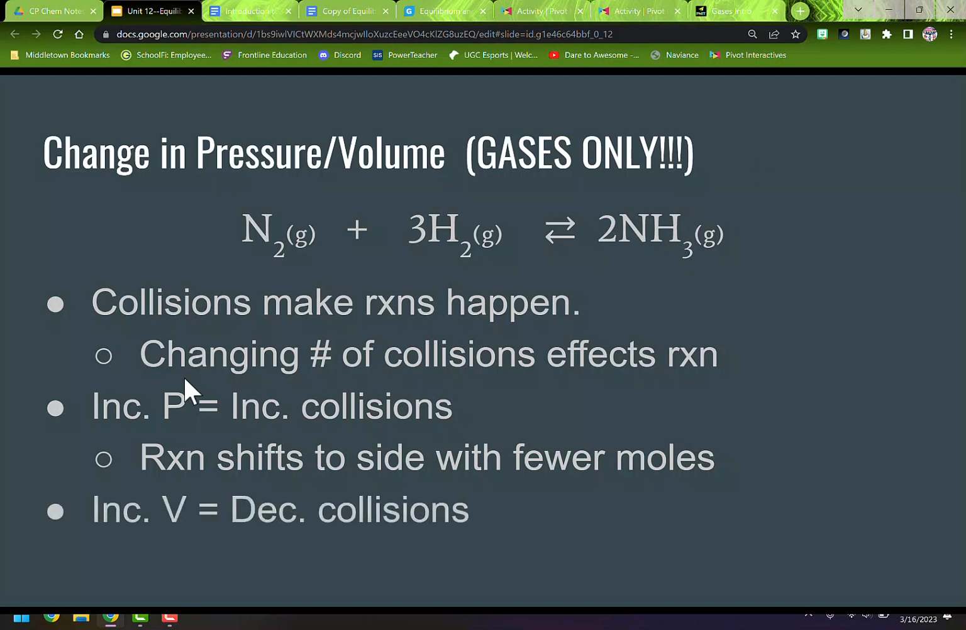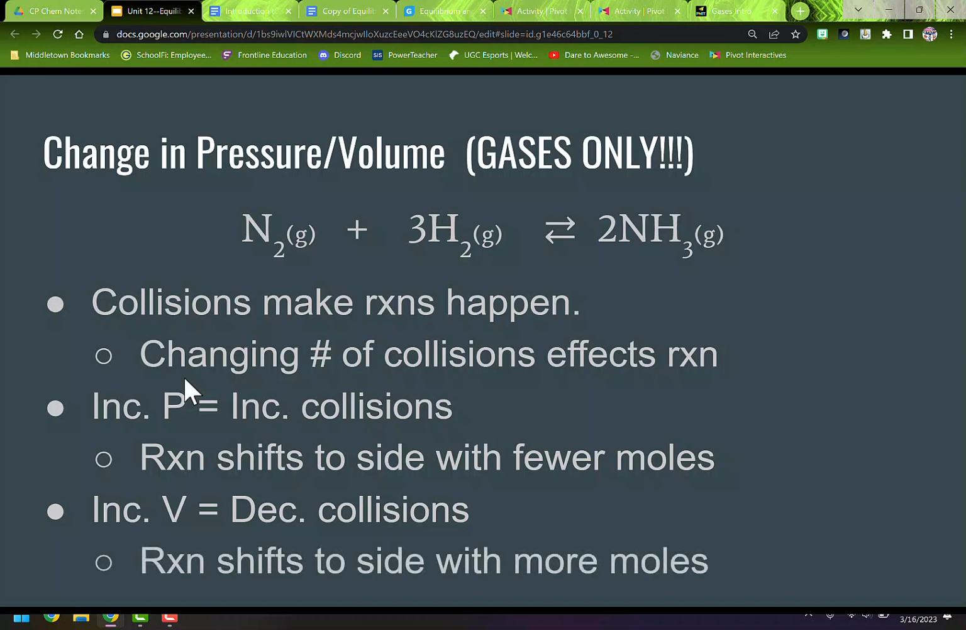If I increase my volume, I will decrease the collisions, and by default, the reaction will shift to the side with more moles because I need to increase my collisions back up. So if I increase my volume, because this side has 4 and this side has 2, my reaction will shift to the left, making more N2 and H2, and it will decrease the amount of NH3.